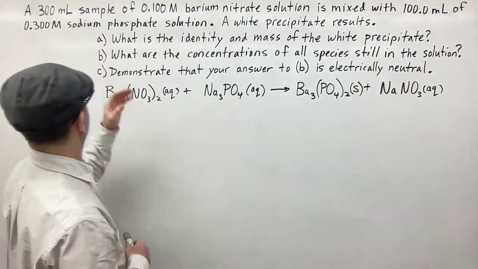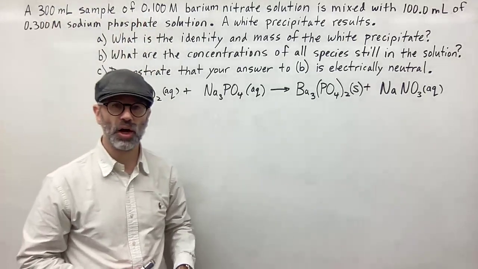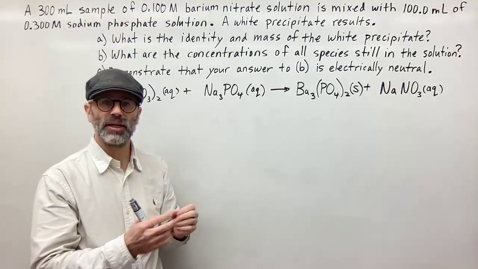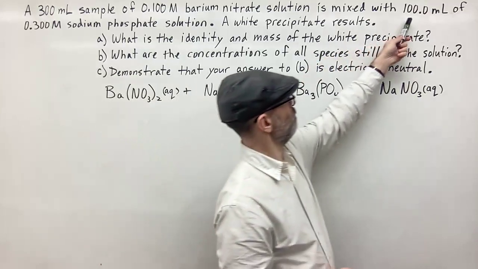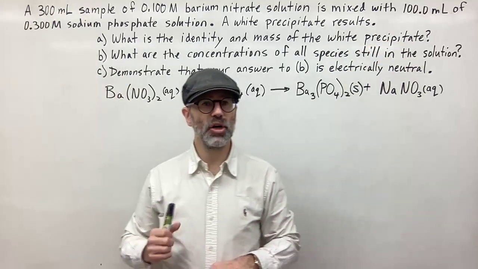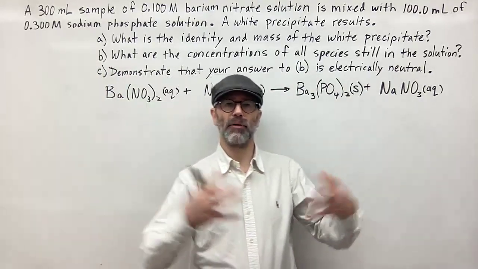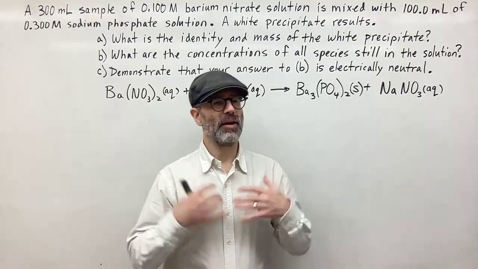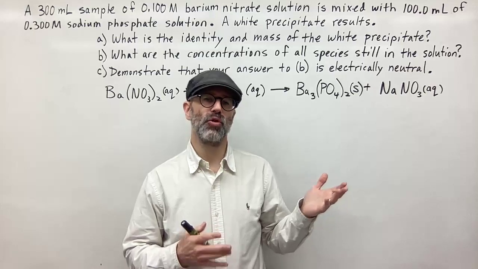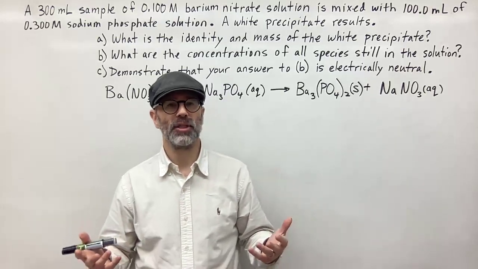So for the barium nitrate, they give you 300 mils of a 0.100 molar solution, right? So they're giving you a certain amount of the barium nitrate, and they give you 100 milliliters of the 0.300 molar solution. So they're giving you an amount of sodium phosphate, and they're saying, hey, they react together. We're mixing these together. They don't give us any other information. We don't know which one is going to run out first, which would be the limiting reagent. So we have to figure that out first.